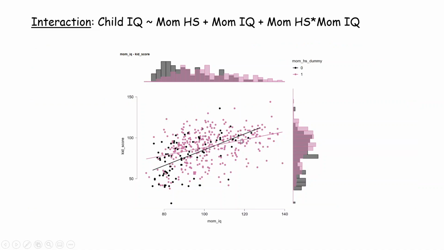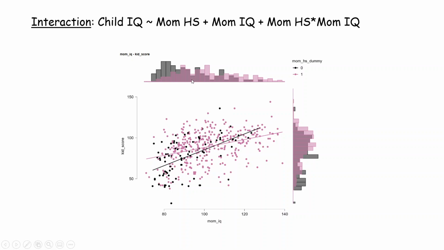But this shows us why we want an interaction term. What this is showing us is we see mother's IQ plotted against child's IQ score. And then again, we see that the darker color represents when the mother did not graduate high school, and the lighter lavender represents when the mother did graduate high school. And so as we can see, just like we saw previously, the slope is less when the mother did graduate high school.